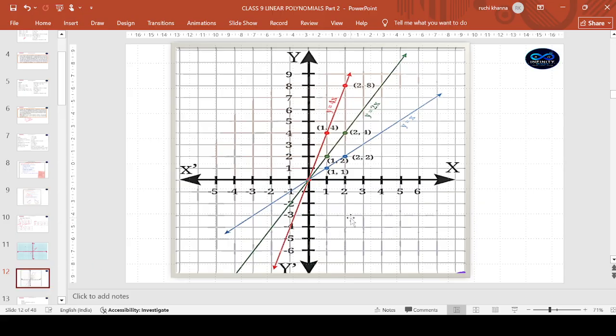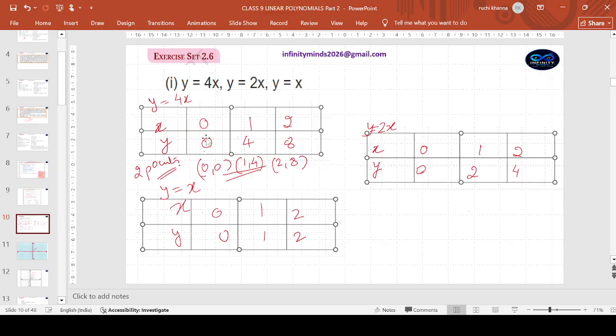Just have a look. When you plot 0 comma 0, when you plot 1 comma 2, 0 comma 0. I have plotted the same points 0, 1, 2 in each case just to make you realize. You can as such put any points. All the three lines pass through 0 comma 0. Fine. Our job is not to really see through that, but eventually we are to conclude certain points.